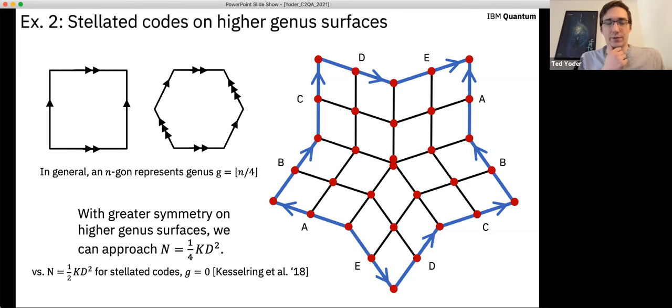Right, so here's the general statement: as you increase the amount of symmetry, you can approach n equals 1/4 kd squared. And this is to be compared against the stellated codes in the plane, which achieve 1/2 kd squared. Smaller constant is better because the fewer physical qubits we use, the better.